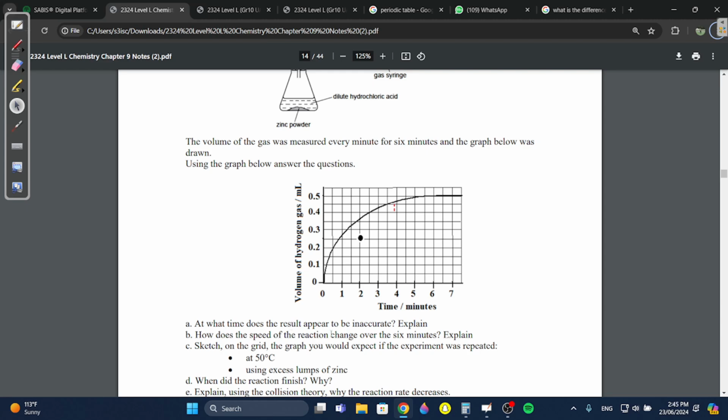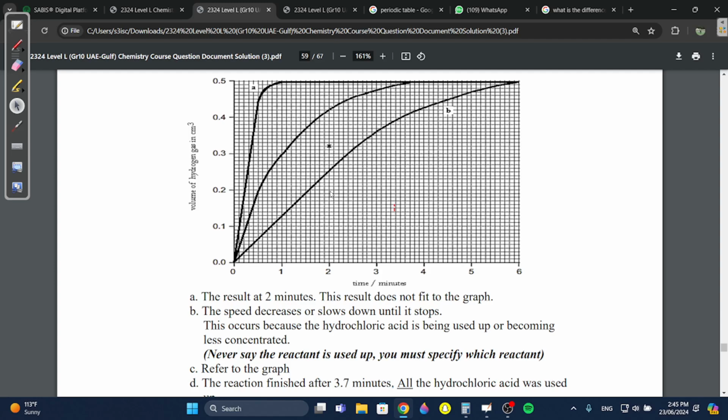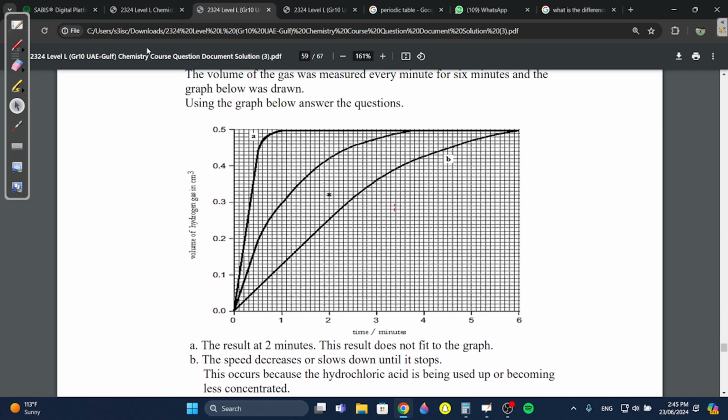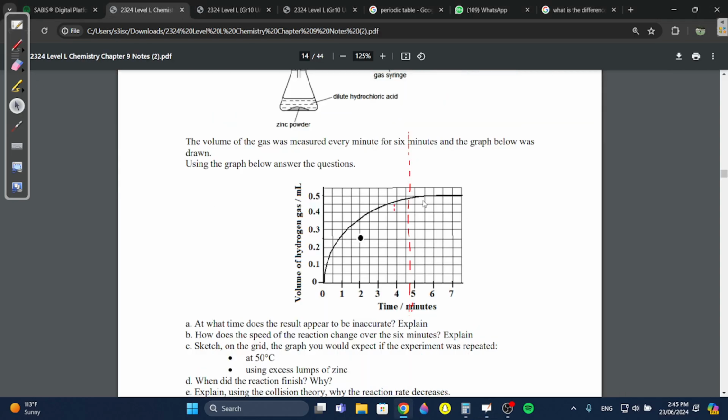Okay, I asked in the group. Apparently, in the answer key, it's a different graph, where you actually finish up. They have a different graph over here. It stopped at 3.7 minutes in their graph, but in our graph, it stopped at 6 minutes. Okay, it's fine.